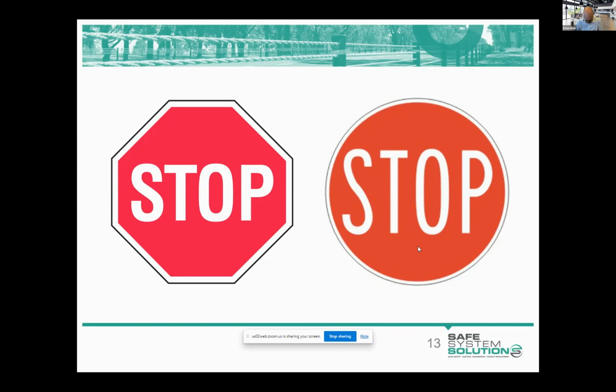Let's go to the 8-sided one. As a traveling public, if I approach that, I've got to stop. But I then make a decision. If it's clear for me to proceed safely, I can then proceed beyond that stop sign. The one on the right, the round one, if it's faced in my direction, I've got to remain stopped until either the traffic controller tells me to proceed on, or the stop sign is no longer displayed in my direction. So while that round one is facing, the driver must remain stopped.